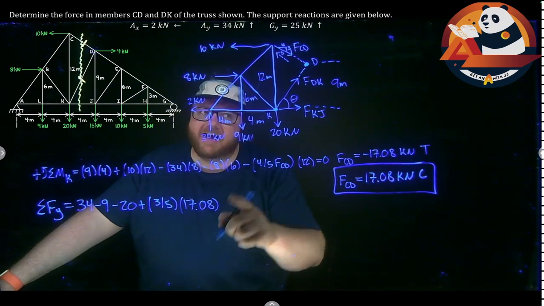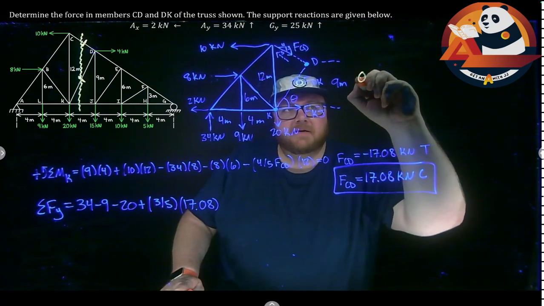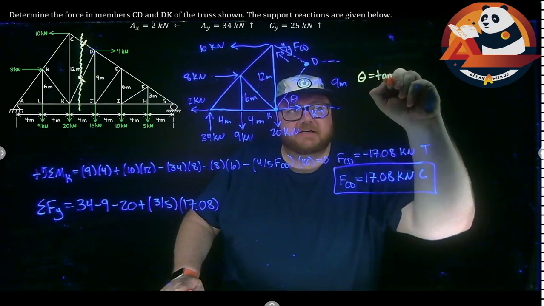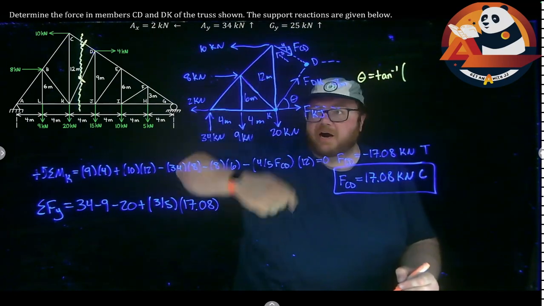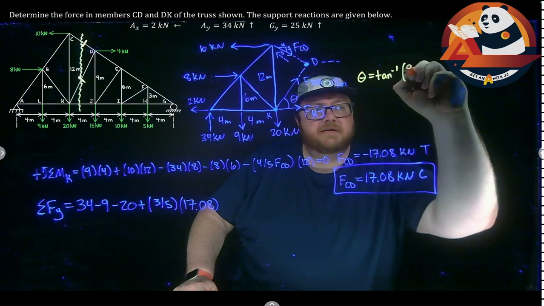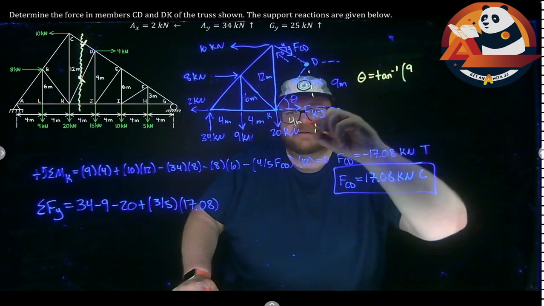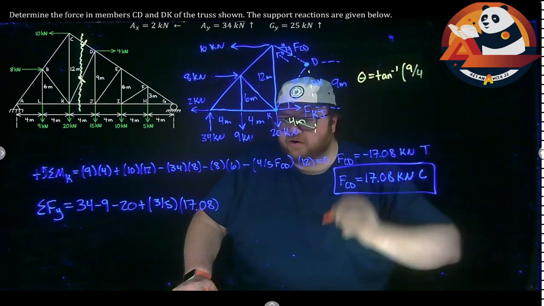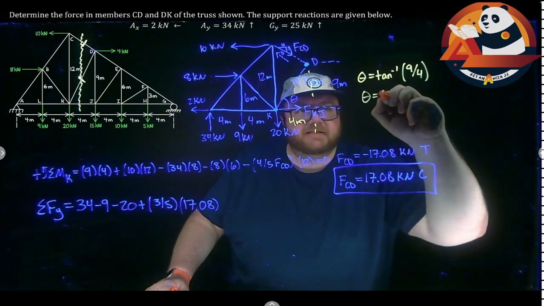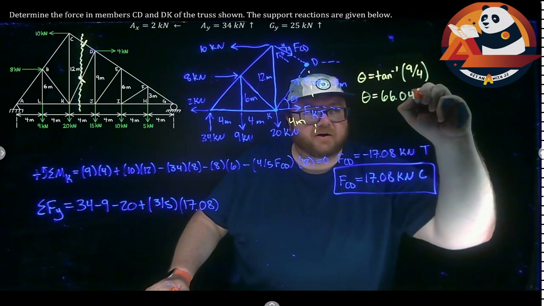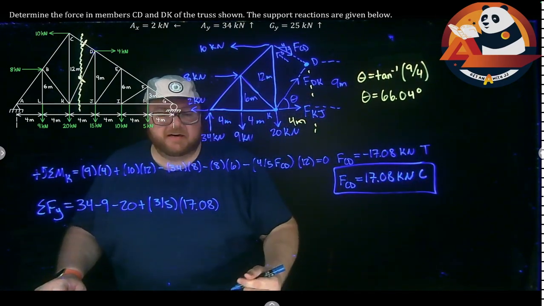To get that in, I should pause. Let's find theta. Theta is my inverse tangent of opposite over adjacent. DK goes up. That'll be my opposite, 9. And it goes over my adjacent, which is 4 meters. 9/4. So my theta is 66.04 degrees. With that known, I can put that in with my angle in here.